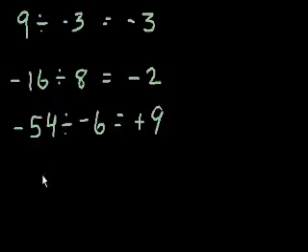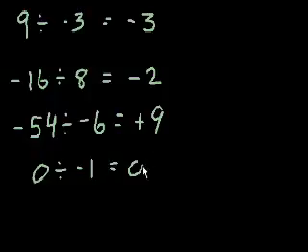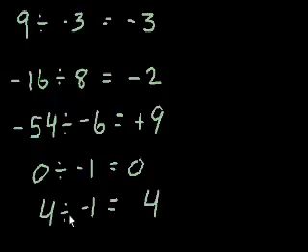And let's do one more. Obviously, 0 divided by anything is still 0. That's pretty straightforward. And of course, you can't divide anything by 0. That's undefined. Let's do one more. What is, I'm just going to think of random numbers, 4 divided by negative 1? Well, 4 divided by 1 is 4, but the signs are different. So it's negative 4. I hope that helps.